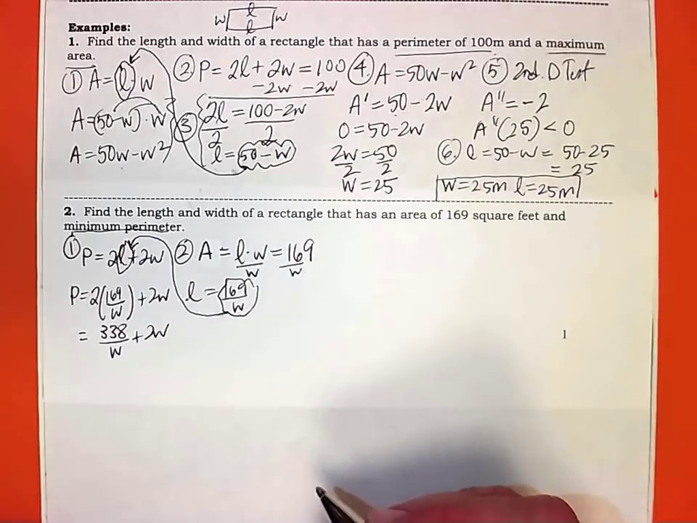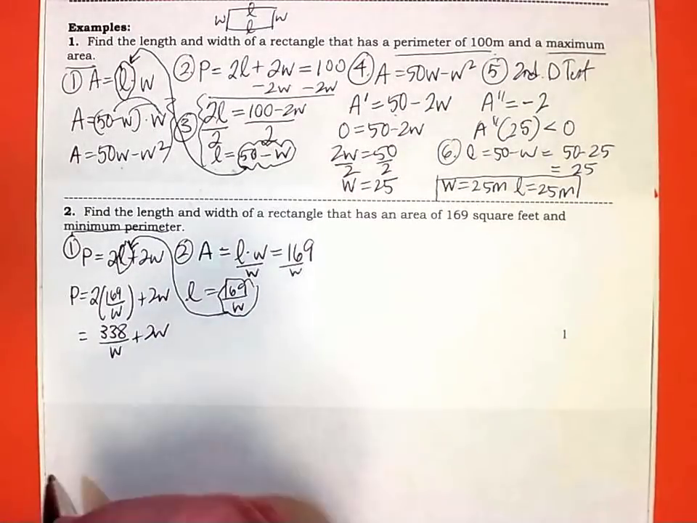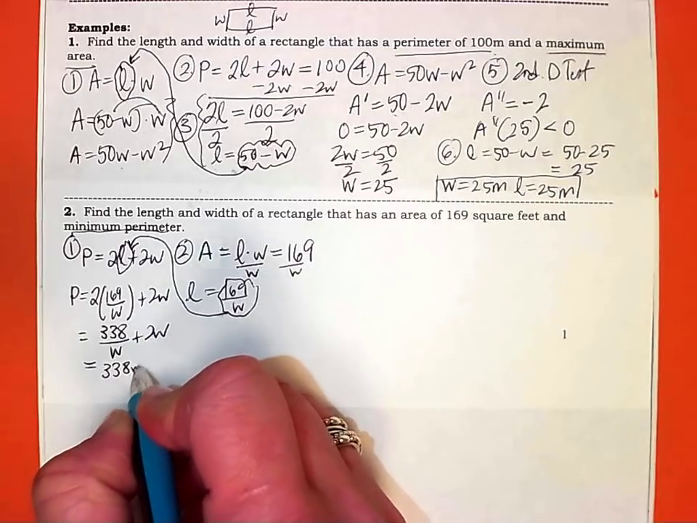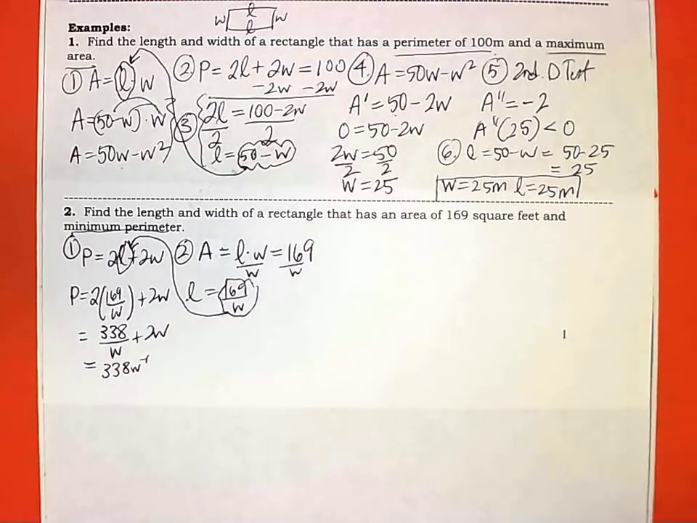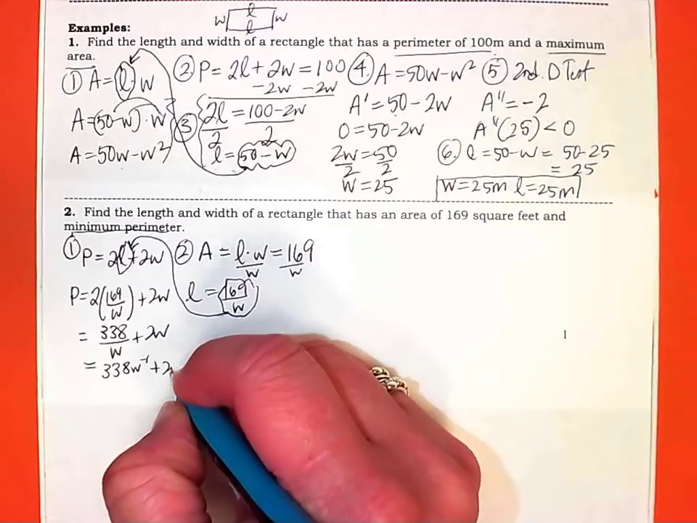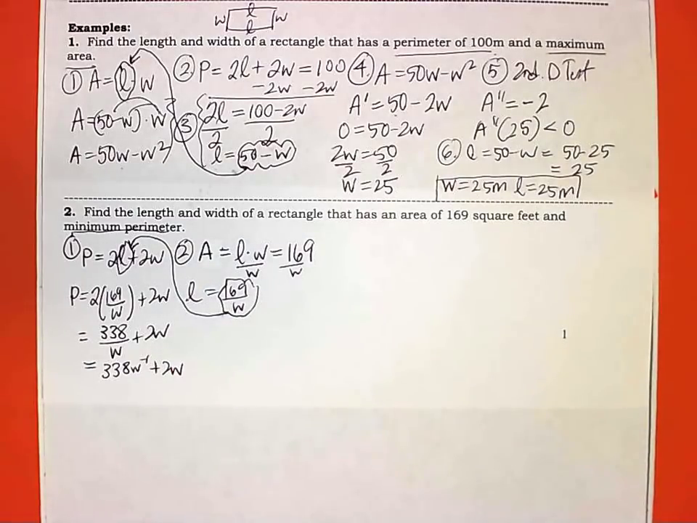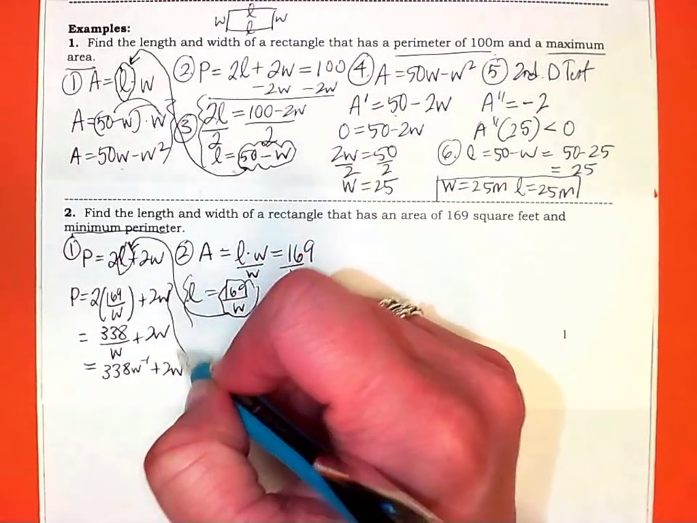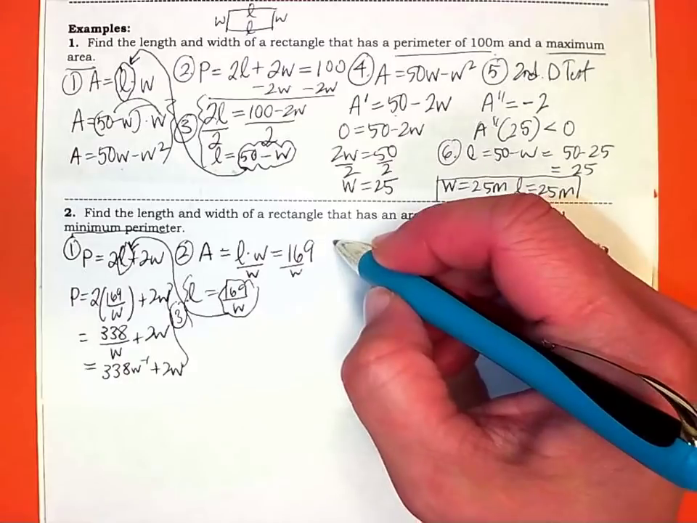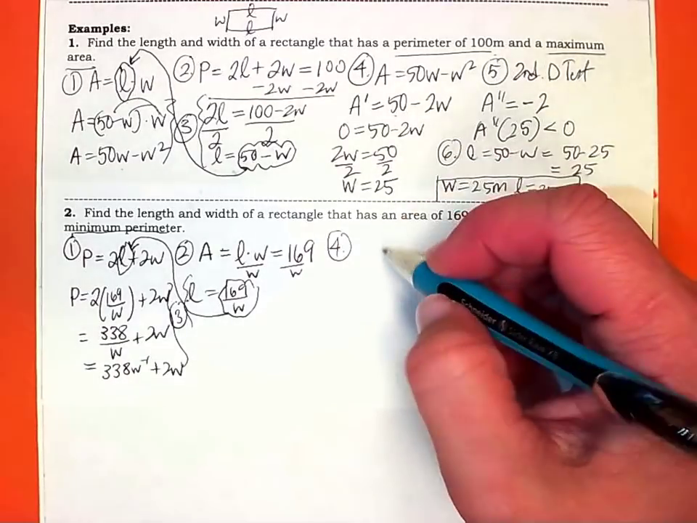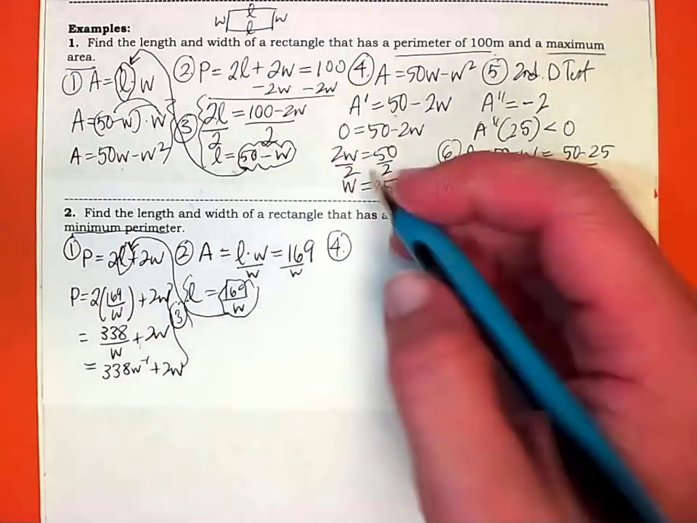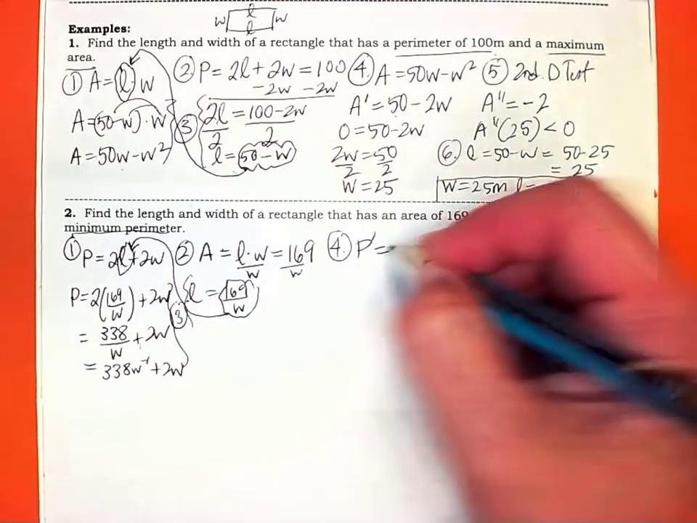plus 2W. So in order to differentiate, we need to have that W up top. And now it's in a form that we can go ahead and take the derivative. So all of this, remember, here and here is going to be your step 3 work. So step 4 is to go ahead and differentiate what it is we're trying to optimize. And here we're trying to minimize perimeter. So we need P prime.